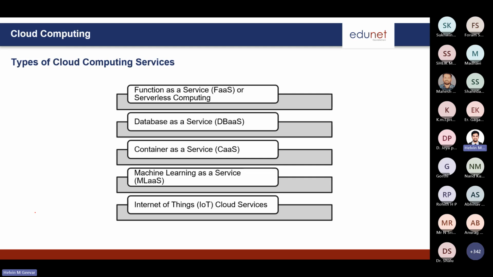And container as a service. There are different classifications of storage containers, but basically it is for clubbing items and storing items together. That also we can do. And nowadays, machine learning as a service, MLaaS. That means you can take machine learning resources from the cloud.